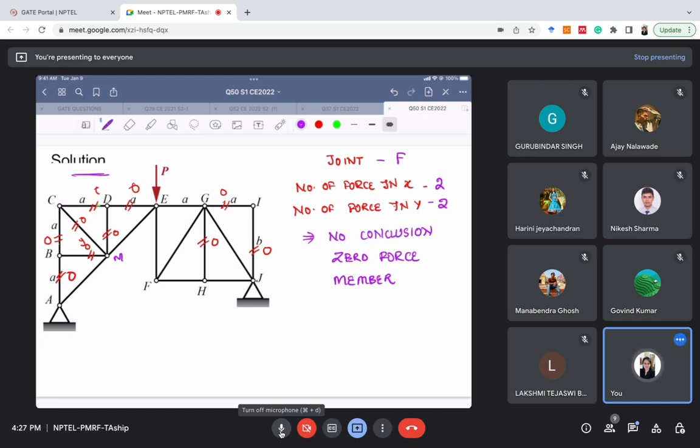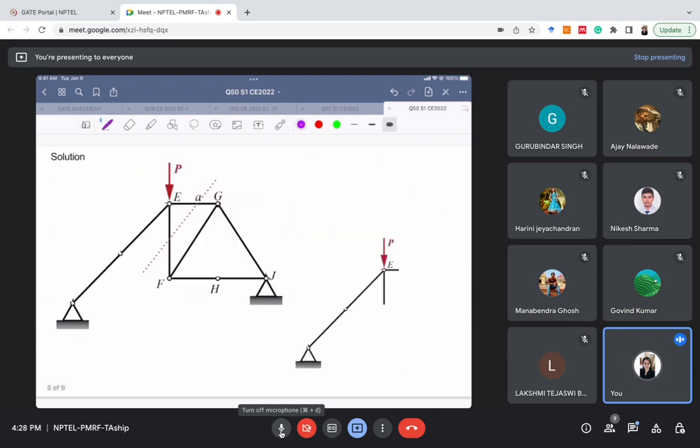This step took time the first time, but when you are familiar with this concept, it won't take much time. You'll simply see the truss, remove the zero force members, and then start analyzing the truss. So we have identified all the zero force members. Now we can remove all of them and start our analysis. In this step, I have removed all the zero force members. Now that big truss has become very simple.